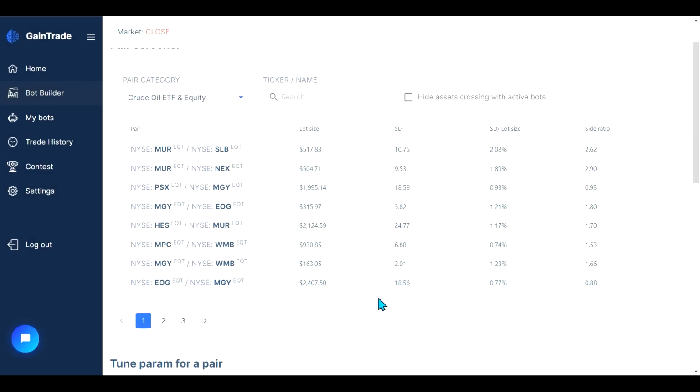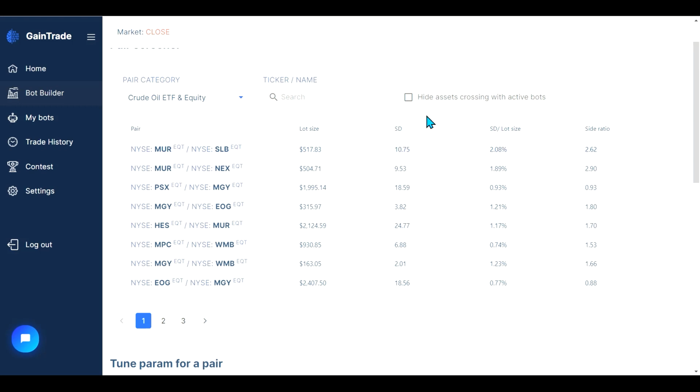Now here you can see that the program has chosen various pair combinations for you. Let me explain to you what each column means. Now here you have the lot size. This is the total value of two pairs per one lot.